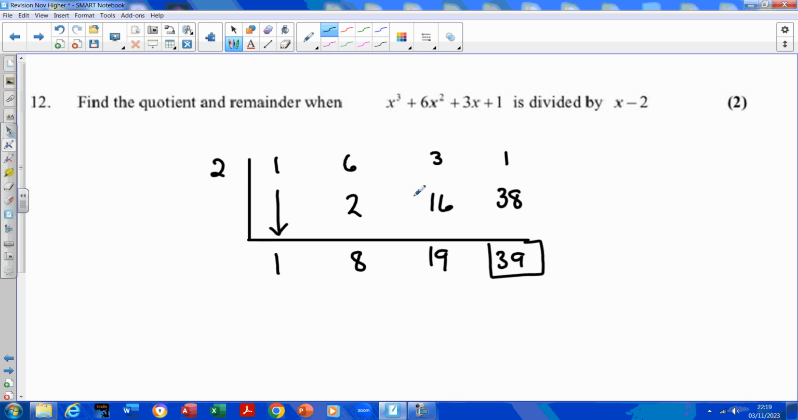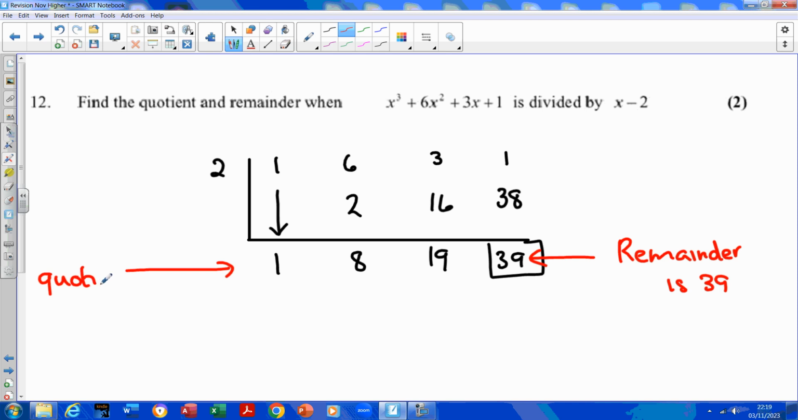So we want to read off a remainder. The remainder is at the end, so the remainder is equal to 39. And we want to read off the quotient. This is the quotient across here. That's the coefficients of the quotient. So we write down our x's in it. It started off as x cubed, it drops a power of x, so that's 1x squared. That's x's and that's numbers. If it's positive, just stick the pluses in. There's no sign there. So your quotient is x squared plus 8x plus 19.